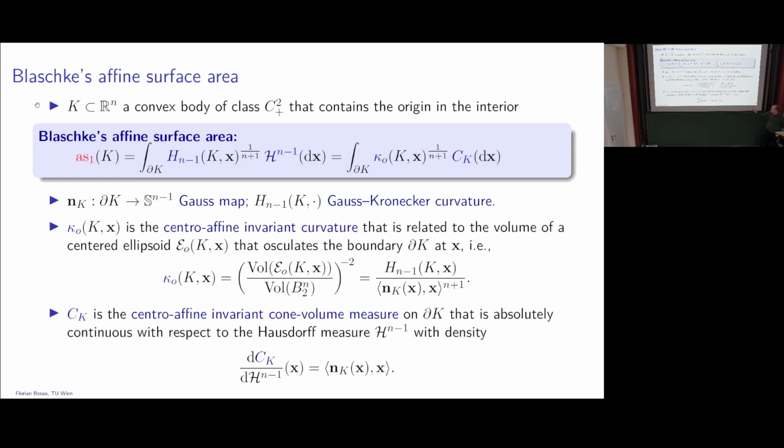Okay, yeah, so for a cone volume measure, sorry, you also have this expression. So you can see it's absolutely continuous with respect to the Hausdorff measure, and the density is just given by the distance to the supporting hyperplanes.